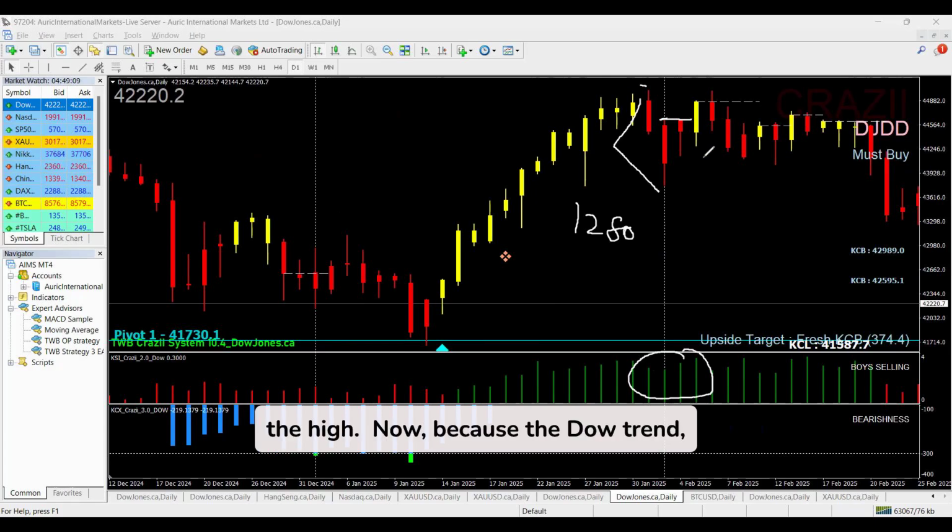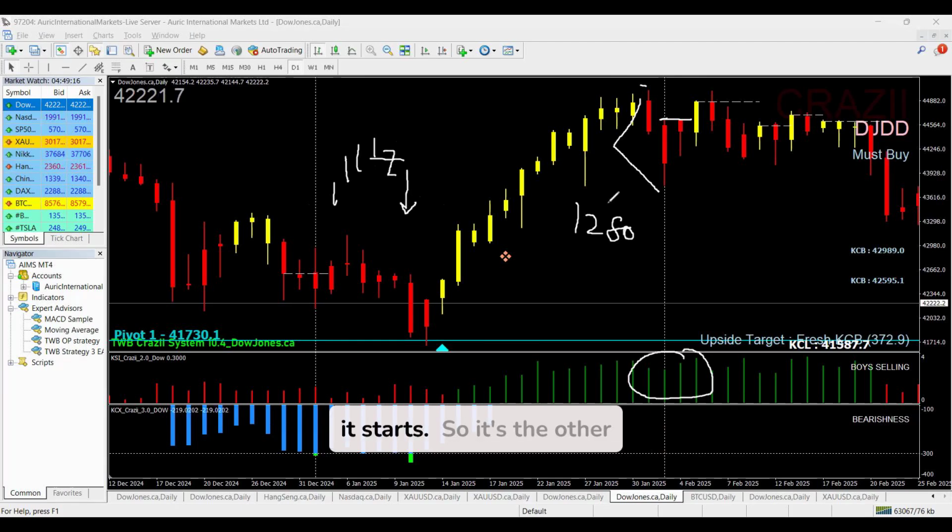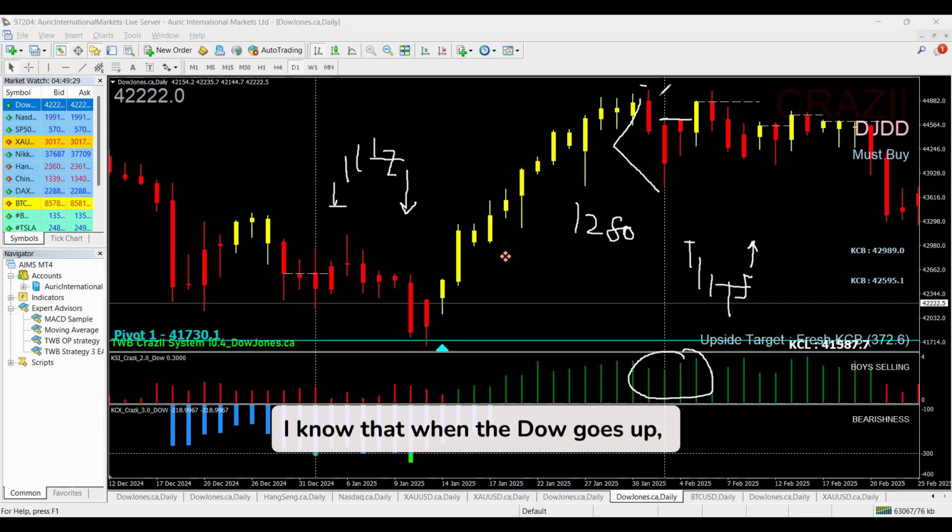When the market is on an uptrend, you want it to break the low so that it will go down to where it started. It's the other way around when the market is in a downtrend first: the market will break the high and go to where it began, which is here. Got the idea? So now, very simple. I know that when the Dow goes up, it will go back to where it was, and you can see the market go there perfectly. Got the idea now?